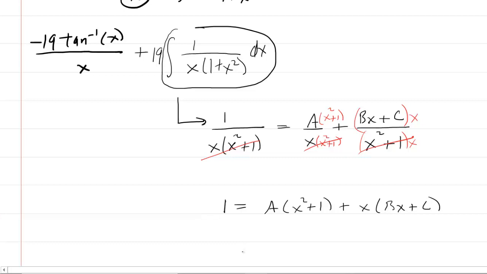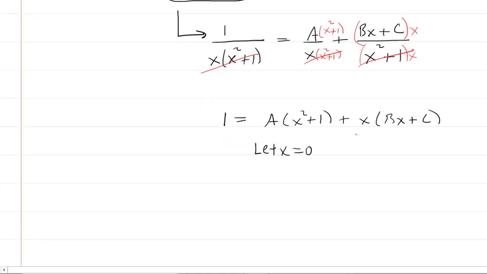Now there's a little bit of a shortcut we can take to find the value of a here. Notice the following. We're going to let x equal 0. And so what that does is it essentially eliminates this term from the equation, because if you plug 0 in for this x right here, you'll have 0 multiplied by bx plus c, which of course is just 0.